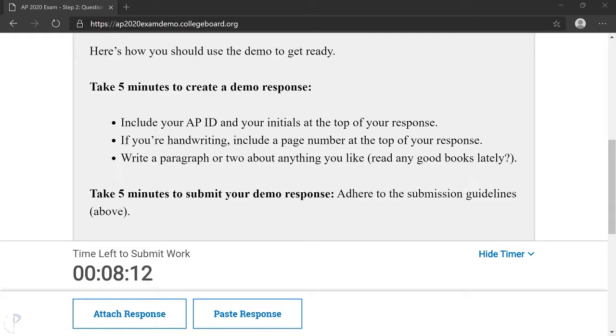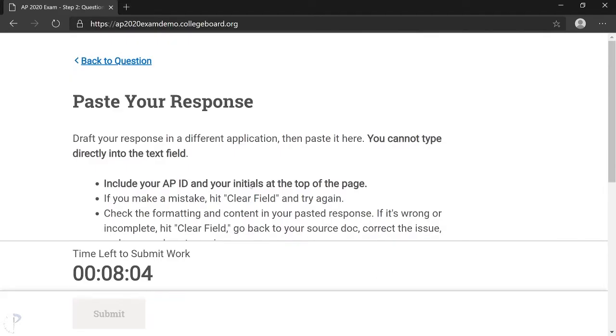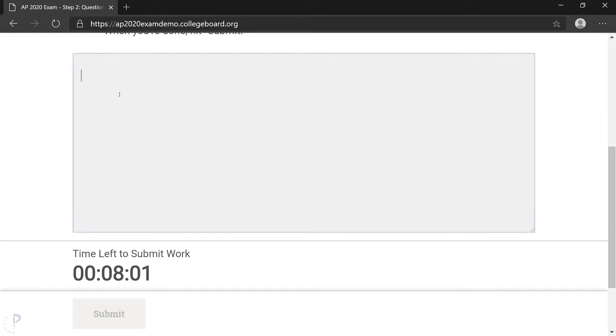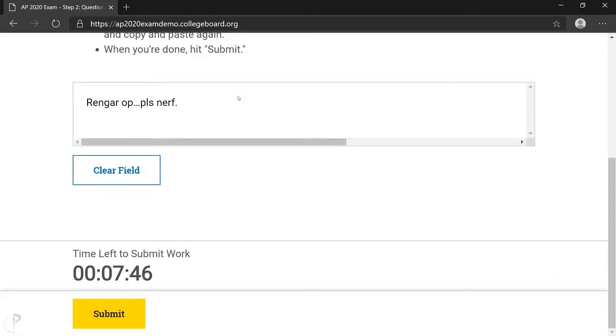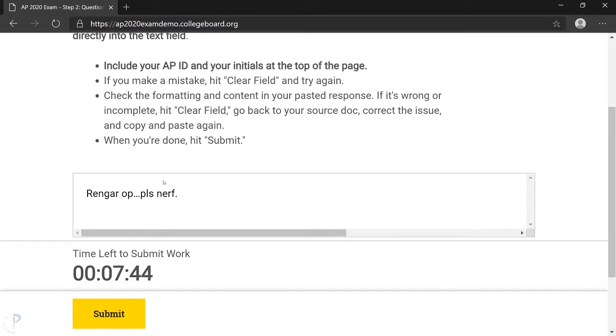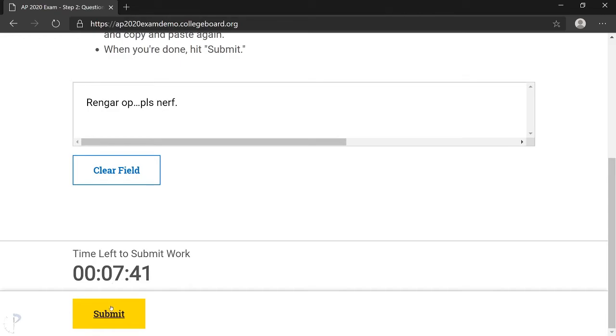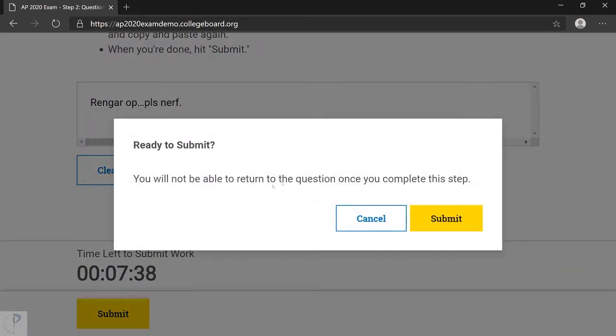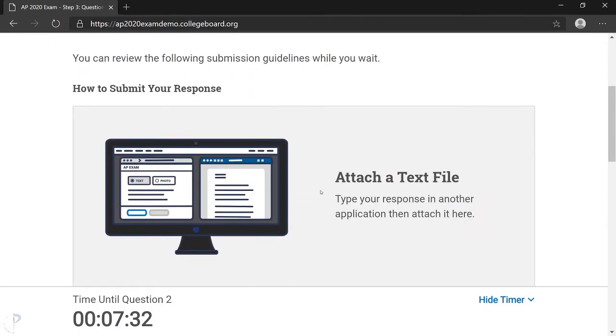Here's my answer. All right, and then once you're ready, you can just hit paste response. Now in the paste response, you cannot type. You can't actually type in here. Okay, what you could do is Control V. So go to your Microsoft Word, Control A, Control C, and then come back to this thing here, and hit Control V. And Control V will paste whatever you have. Oh, here's my answer. Rengar is OP. Please nerf. And then go ahead and submit. Boom. You will not be able to return to the question once you complete the step. That's fine. All right, moving on.